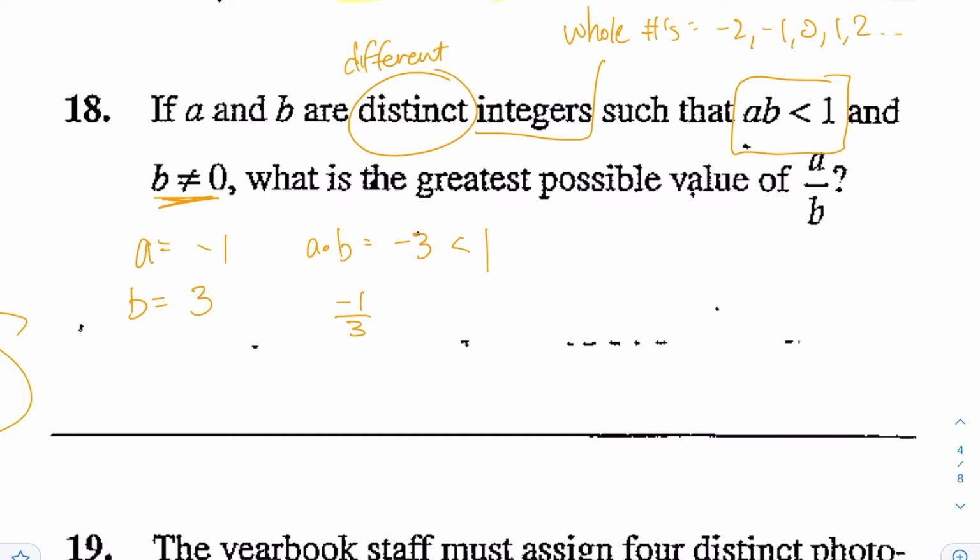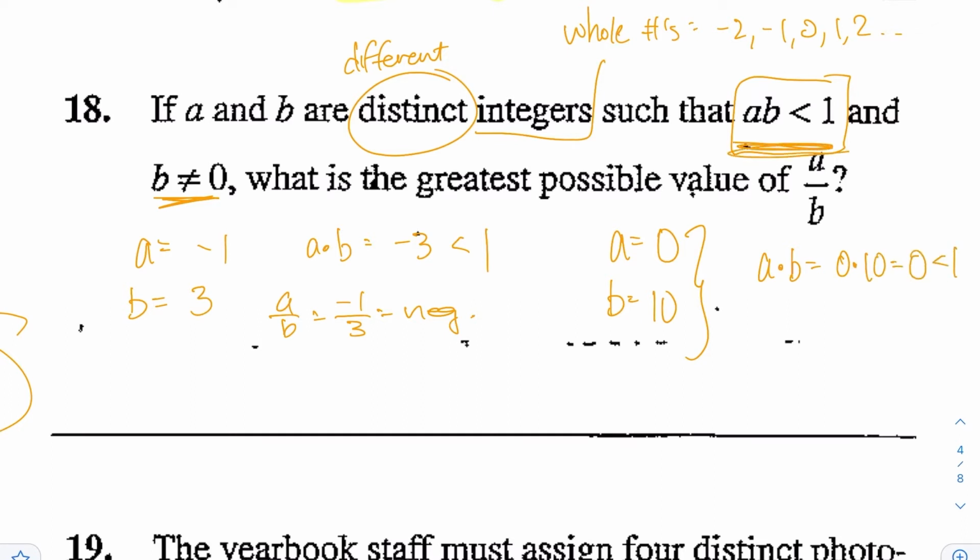So if you make one positive and one of them negative, you'll always have a negative fraction. So the only other possibility to get a bigger fraction is, instead of making b equal to 0, we can make a equal to 0. And then b could be whatever, like 10. In this case, a times b is equal to 0 times 10, which is equal to 0, which is still less than 1. So the first part is satisfied.